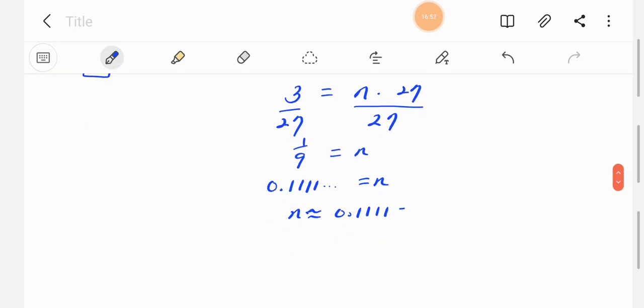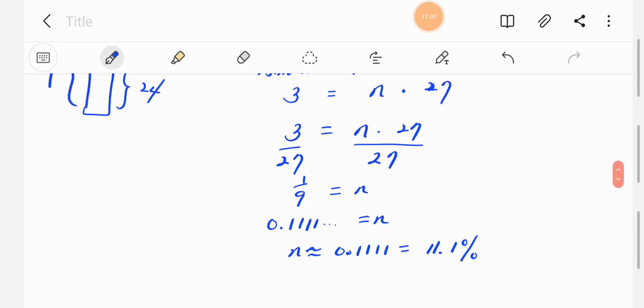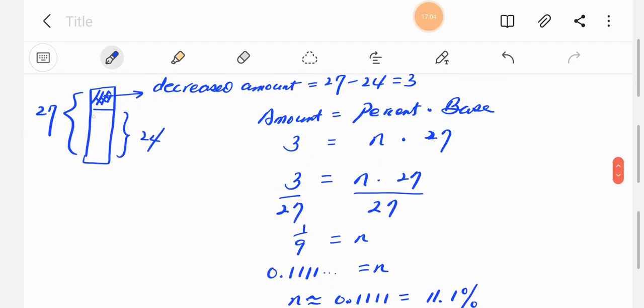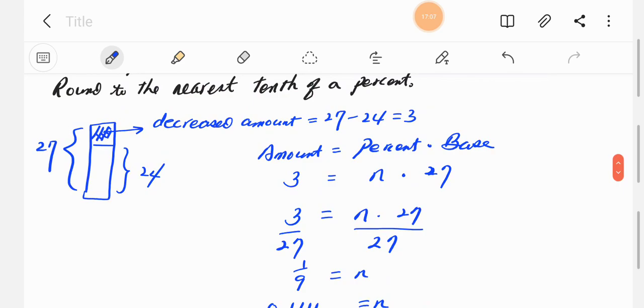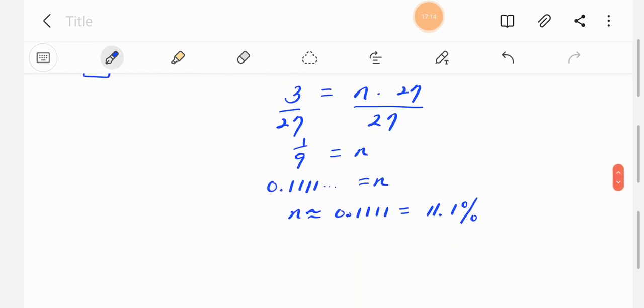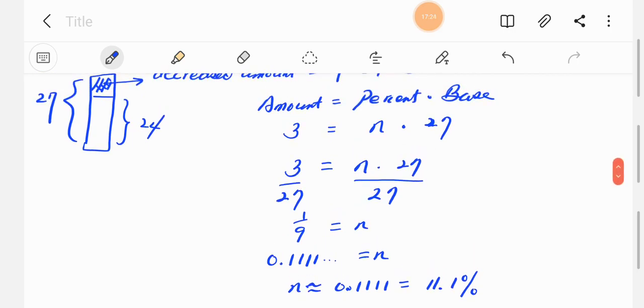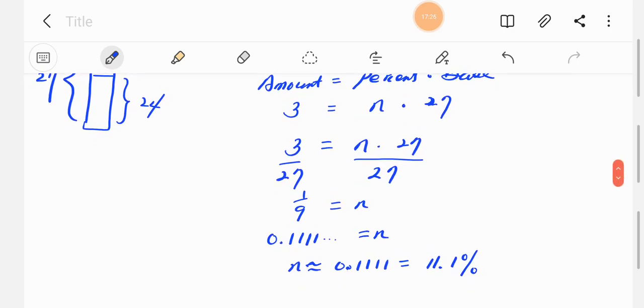So if you change this one into percent, then isn't it 11.1%, right? So 11.1% of 27 is 3. So 3 crimes decreased because it became 24. All right. So the violent crime decreased by approximately 11.1%, right? 11.1% of 27.